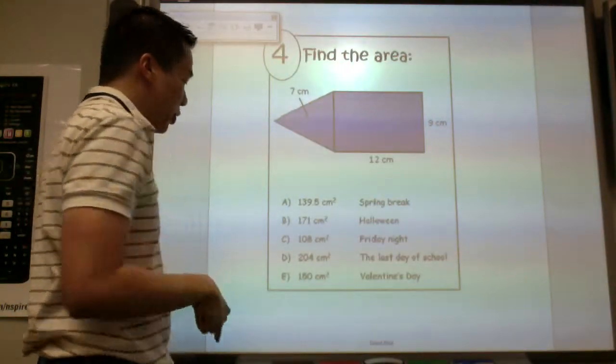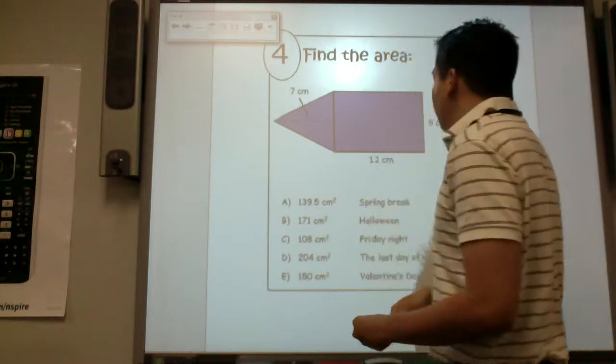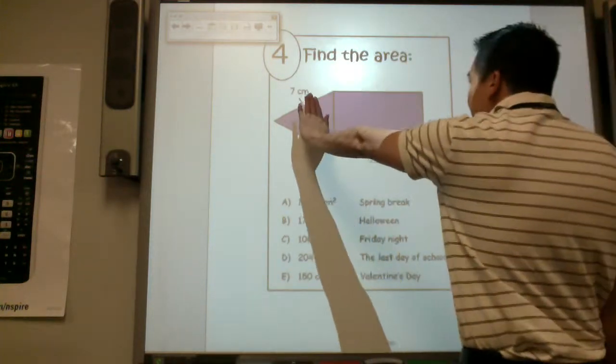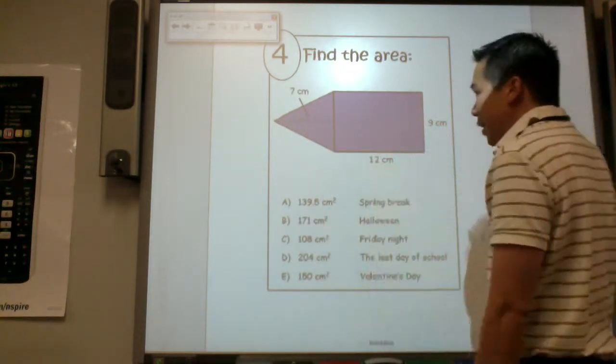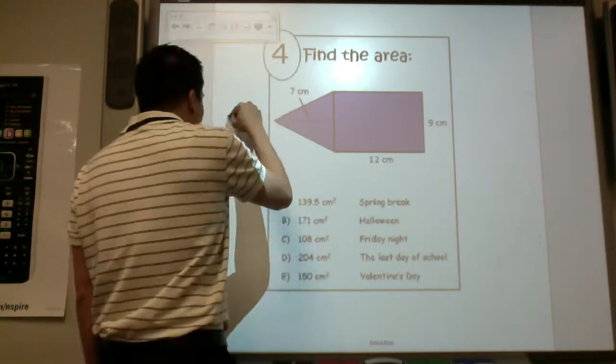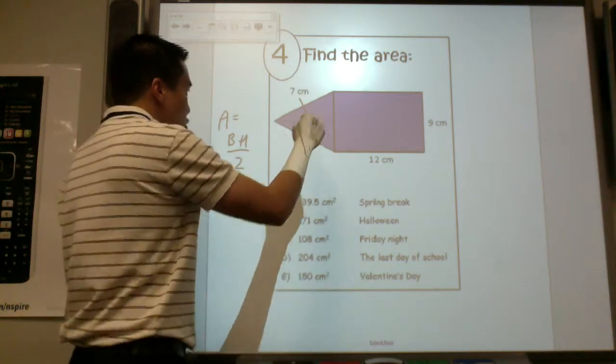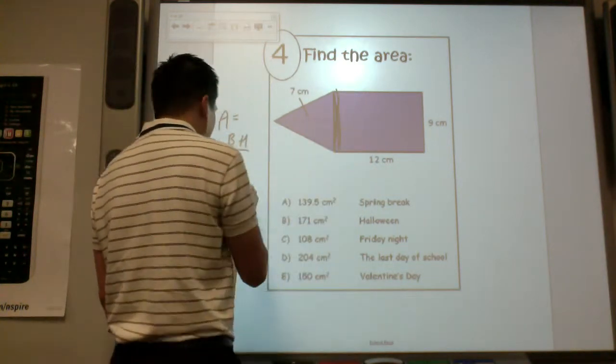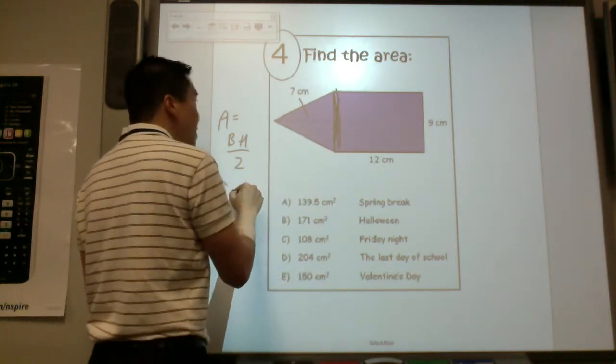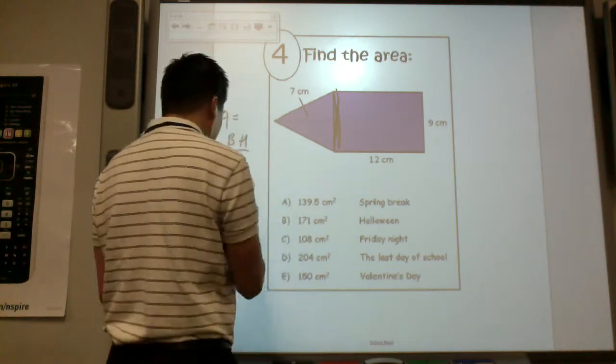Let's do another one. We're only going to do up to 5 of them. Number 4. What do you see here? I see a triangle and I see a rectangle. Let's find the area of the triangle. To find the area of the triangle, you multiply the base and the height divided by 2. So what would the base here be? 9. What's the height of it? 7. Turn your head around, you'll see it better.